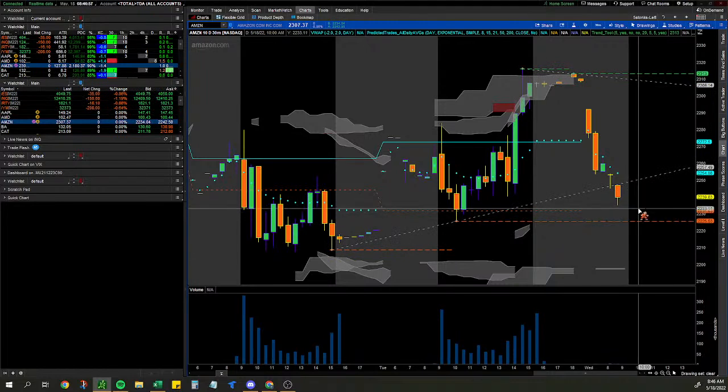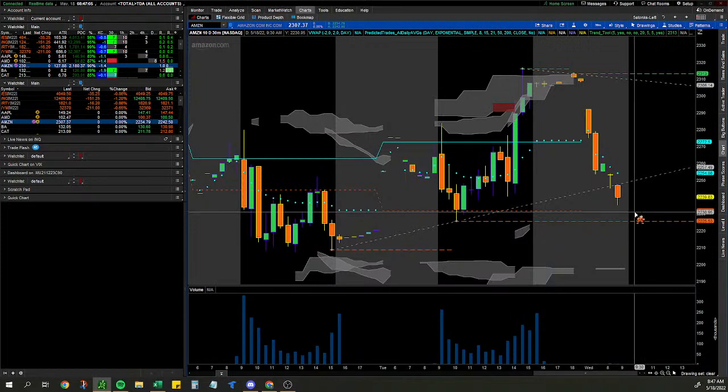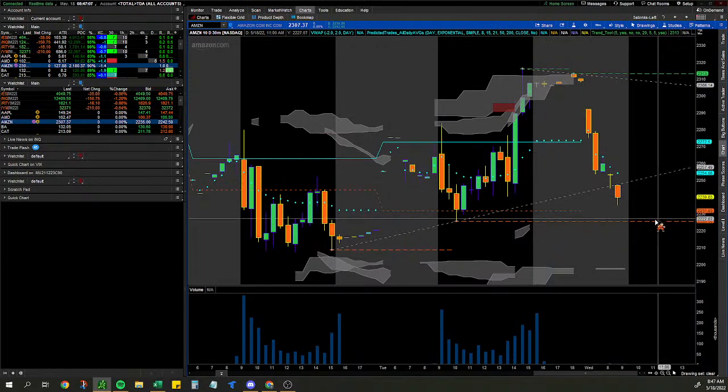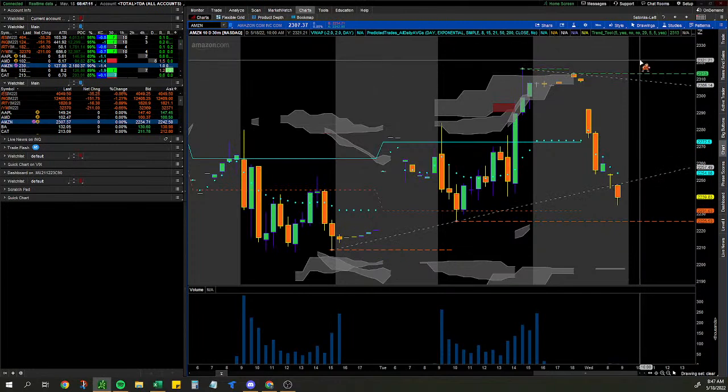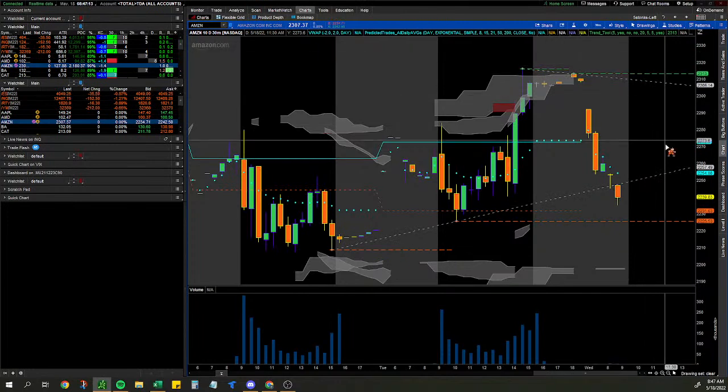As long as we stay above this and the market bounces off of its squeeze bottoms and heads higher, Amazon could have a nice big pop from this 22.30 right back to the highs 23.30, right? So definitely keep an eye on Amazon.